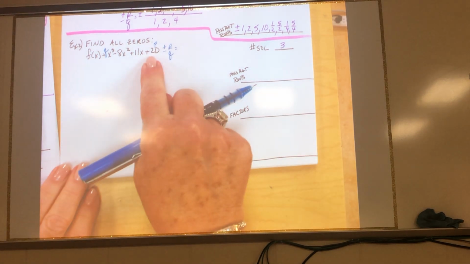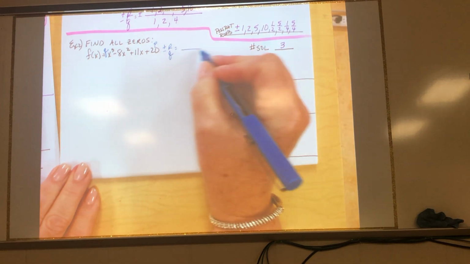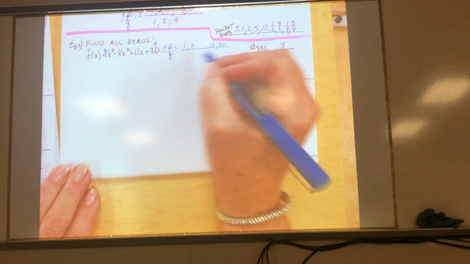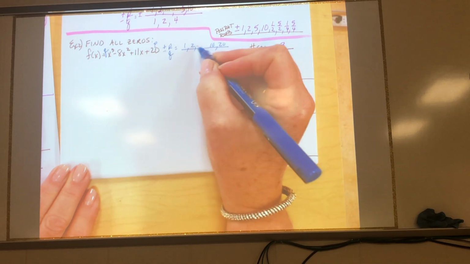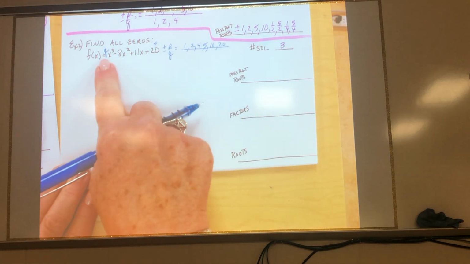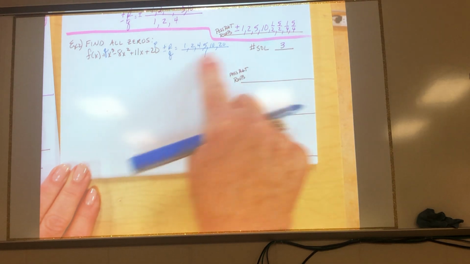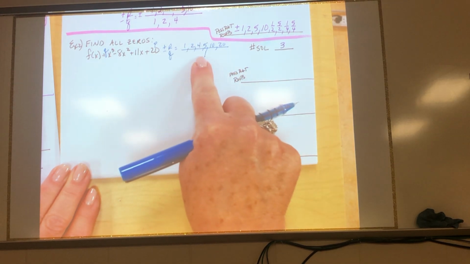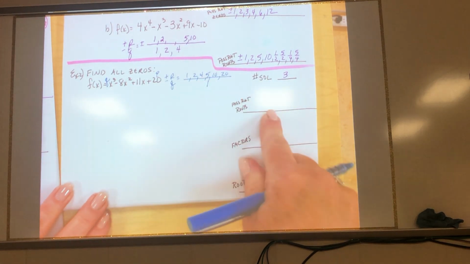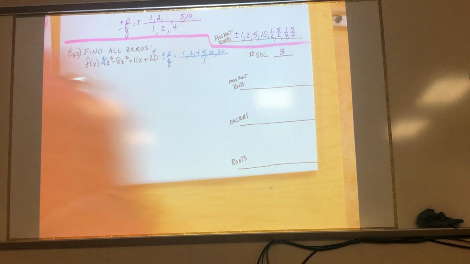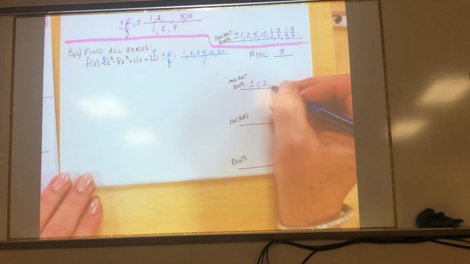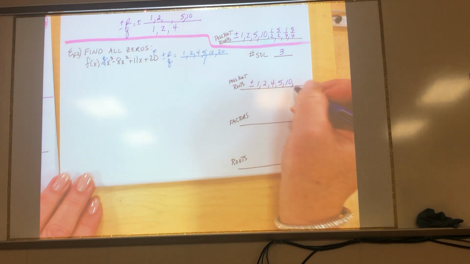So, P is the factors of 20, so that will be 1 and 20, 2 and 10, 3 and nothing, 4 and 5, and 5 and 4. Q, the factors of 1. Y'all listen to me, I will not take your answer like this, okay? And this is the reason why. I will not take it like this. You have to rewrite it like it's supposed to look. So, plus or minus all these numbers over 1. 1, 2, 4, 5, 10, and 20.